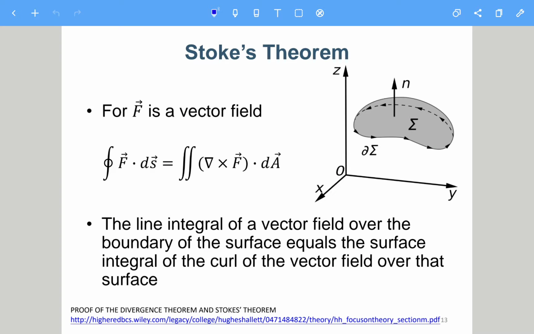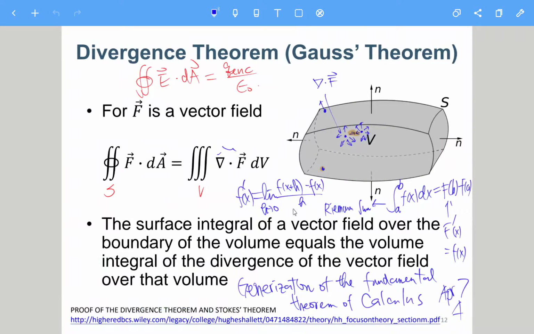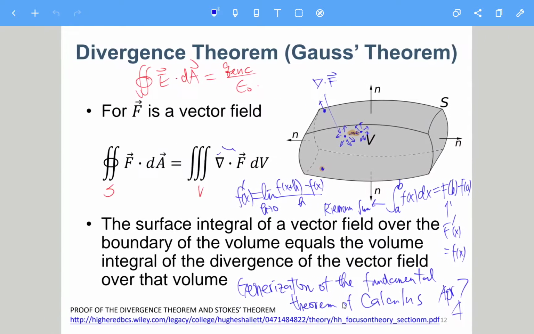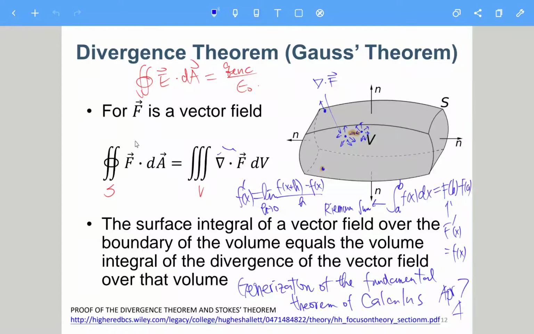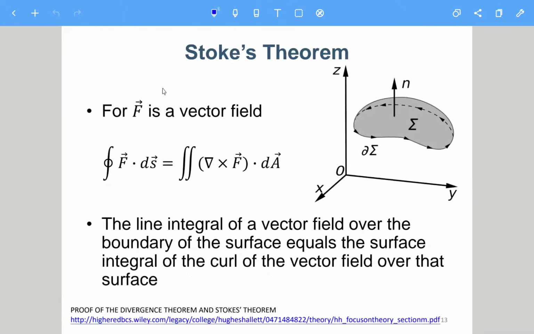Okay, so here we talk about the Stokes theorem. Similar to the divergence theorem, it is also another generalization of the fundamental theorem of calculus. But here we have a double integral. We have a triple integral there, and then this divergence is something like a derivative. And here we have a line integral, which is somehow like a single integral, and then here we have a double integral. And then here we have a curl of the vector field.